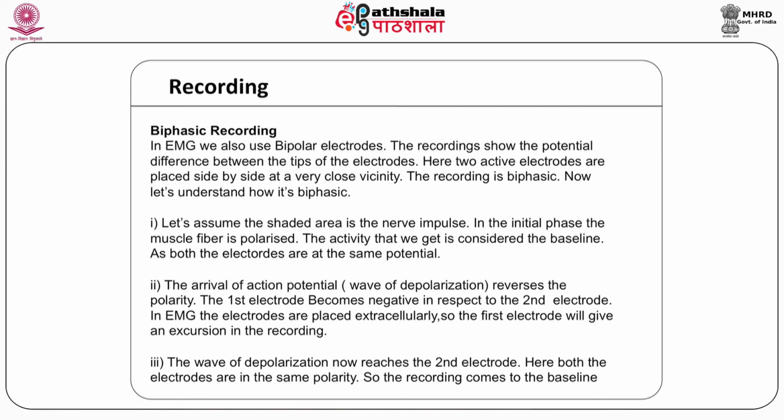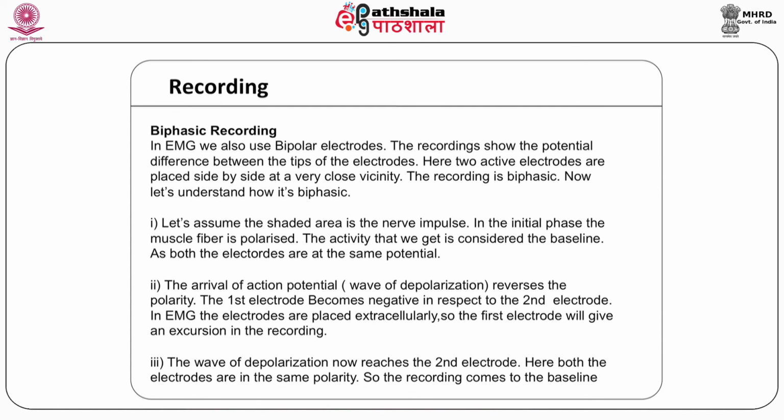Let us assume the shaded area is the nerve impulse. In the initial part of the muscle fiber, it is polarized. The activity that we get is considered the baseline, and both the electrodes are at the same potential. The arrival of the action potential, or the wave of depolarization, reverses the polarity. The first electrode becomes negative with respect to the second electrode.